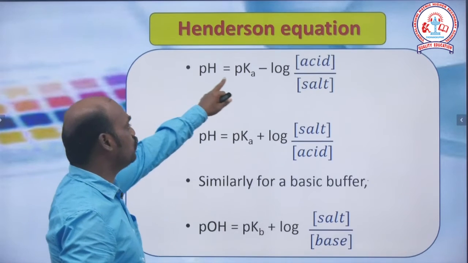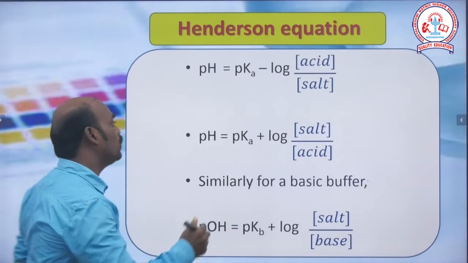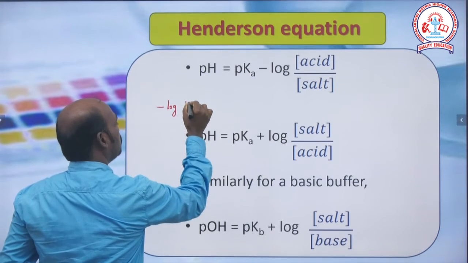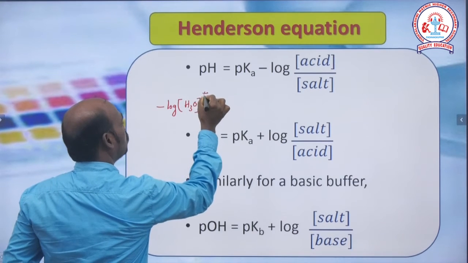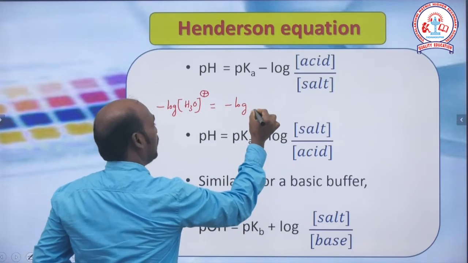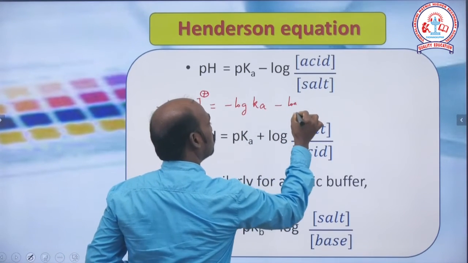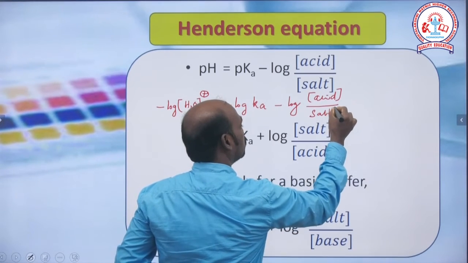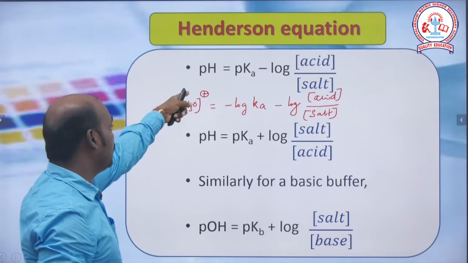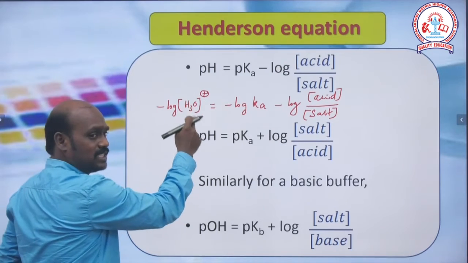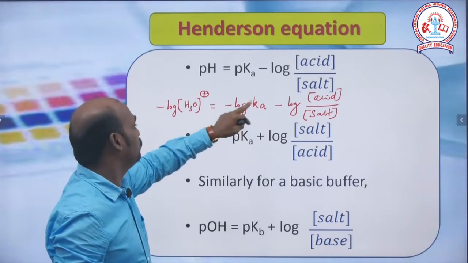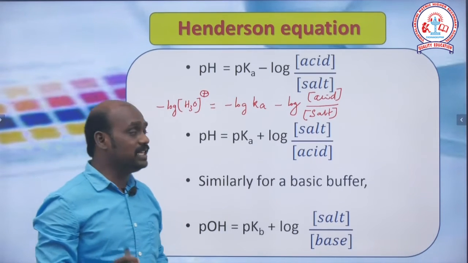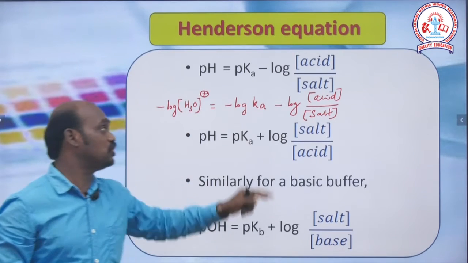Then we get pH is equal to pKa minus log of acid by salt. So, what is the negative logarithmic form of the second equation? Minus log H3O plus equal to minus log Ka minus log concentration of acid by concentration of salt. Clear? So, this equation can be written with pH instead of minus log H3O plus, and instead of minus log Ka, we can use pKa. So, equation number 2 can be written as pH is equal to pKa minus log concentration of the acid to the concentration of the salt.